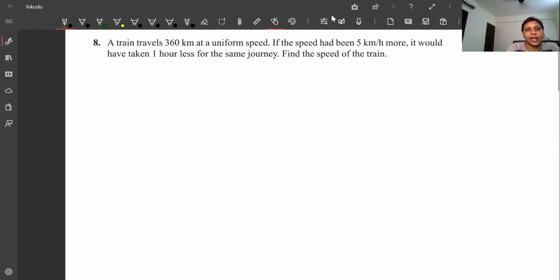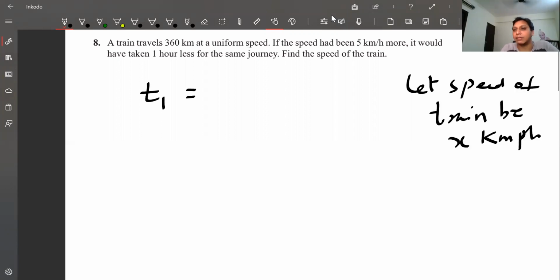So if the train is traveling at a uniform speed, let us assume t1 as the time taken. Let the speed of the train be x kilometers per hour. Okay, so let us take t1 as a time.